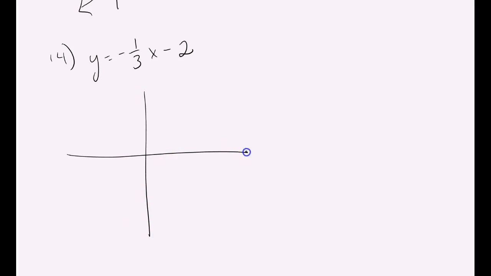So once again, I'm going to start at whatever's in the back on my y-axis. So there's a point at negative 2. And now this is a negative 1/3, so since it's negative, to me that means down 1 and right 3. And that's what I'm going to do. Down 1, right 3.